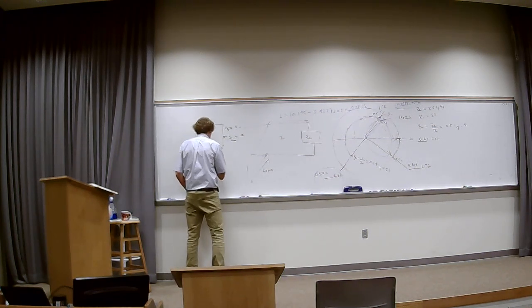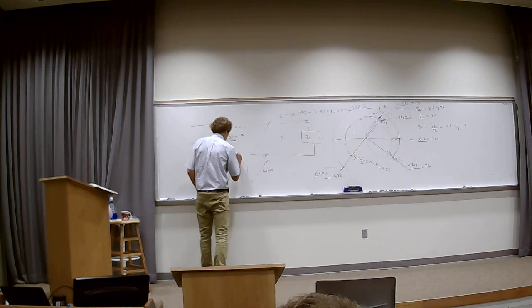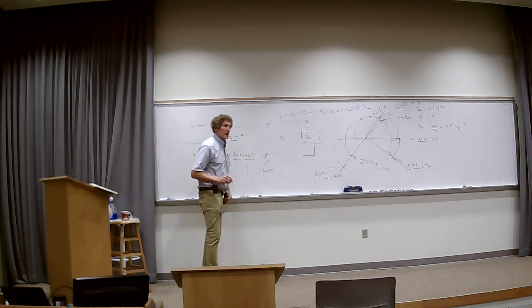All right, so the length of the stub is going to be 0.308 minus 0.25. And what does that say again? 0.052 lambda.